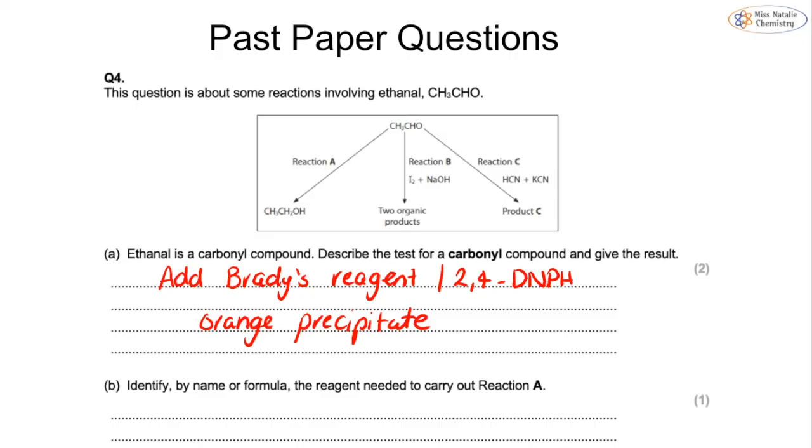And then for part B, we want to identify by name or formula the reagent to carry out reaction A. Well, that's going from the ethanal to the alcohol. So we know that this is a reduction reaction. Therefore, we need a reducing agent. So our answer is always LiAlH4. It does not say about the particular conditions that we need, but we should always state that it requires dry ether because it's just good practice for us to do that.